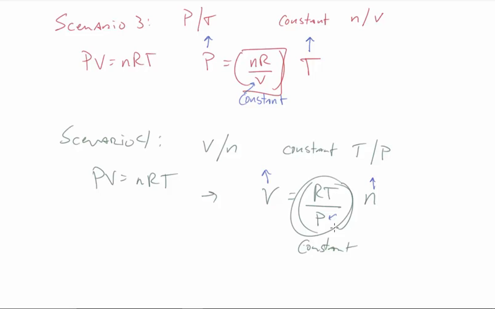All right? So again, an increase in the number of particles at the same temperature would cause the pressure to increase if the volume were held constant. So the only way to keep pressure constant is to increase the volume. And so those are four big scenarios for us, ladies and gentlemen, that relate these four variables.